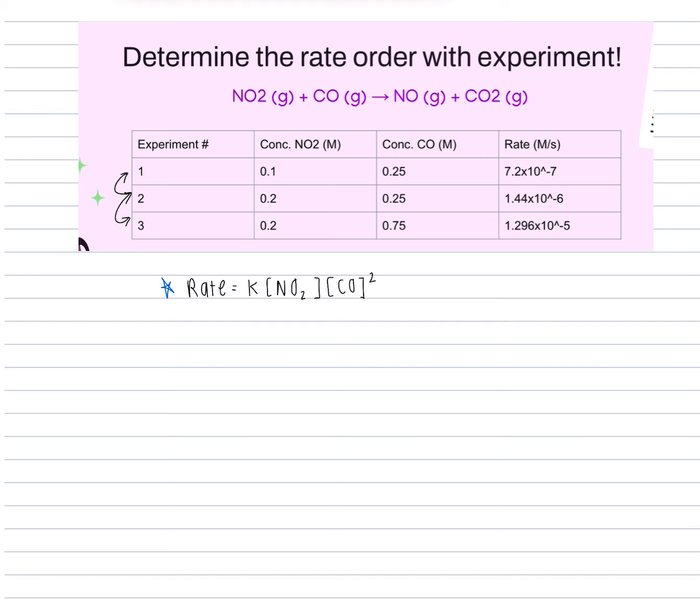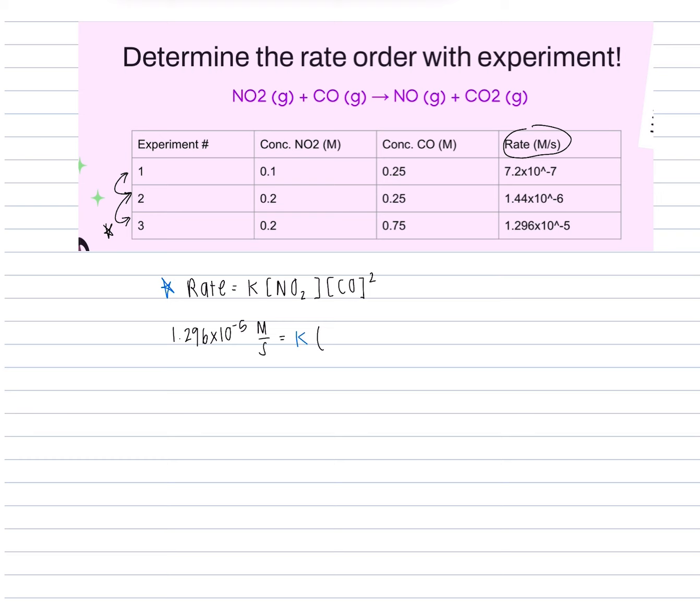So, for example, let's use number 3. It tells me my rate over here in molarity per second. So I'm going to plug in 1.296 times 10 to the negative 5th, including my unit. I know that I need to solve for my k. And I know that I have my NO2 and my CO concentrations.